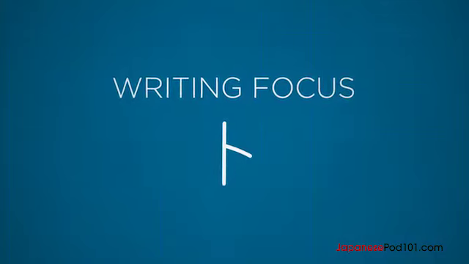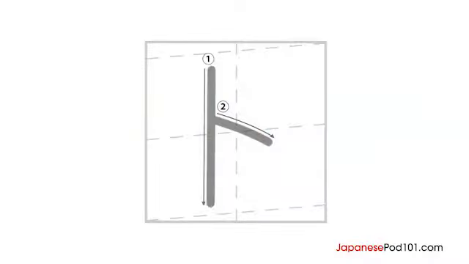Katakana to is written in 2 strokes. The first stroke is a long vertical stroke. It is a bit to the left. The second stroke is a short diagonal line coming from the first stroke. It starts a bit higher than the center. Okay, let's see it again.